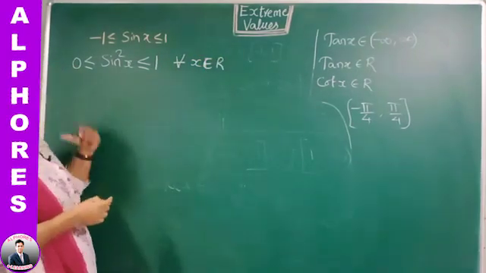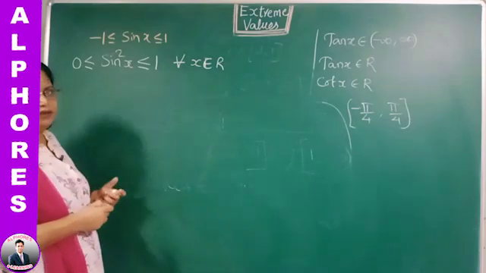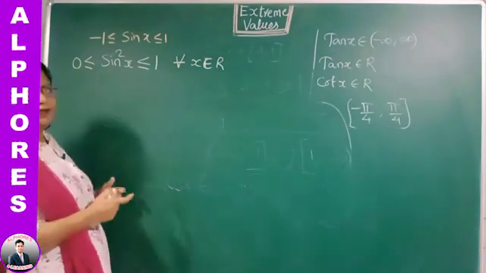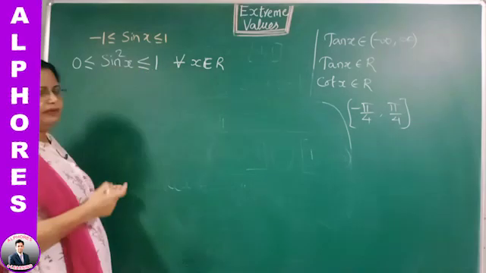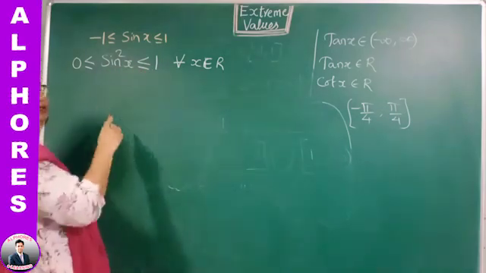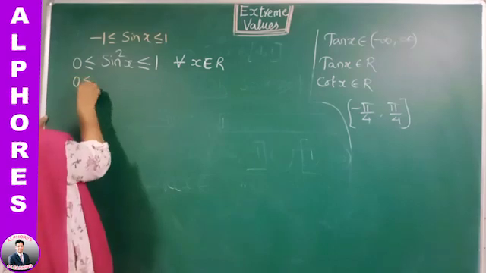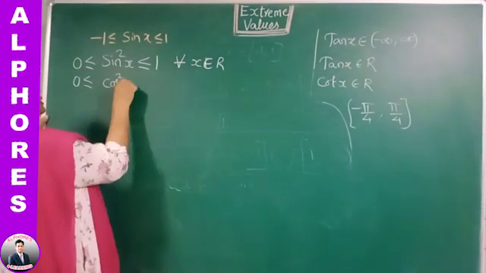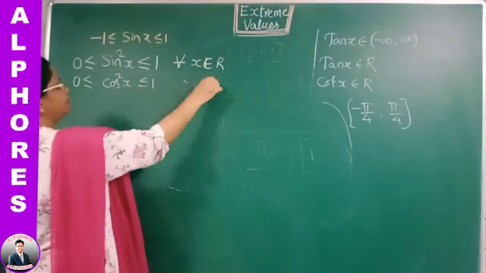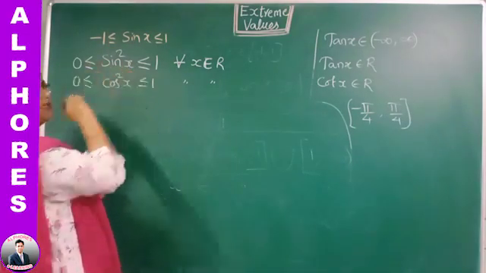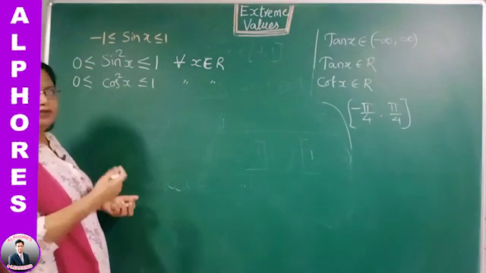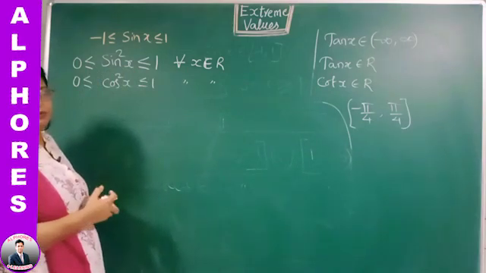In the same way you can write it for cos also. Here for tan you can't write it, because it goes up to infinity. So for cos we can write in the same way: 0 less than or equal to cos square x less than or equal to 1 for all x belongs to R. Understand, students? Therefore, based on this we can now find minimum and maximum values of some functions.